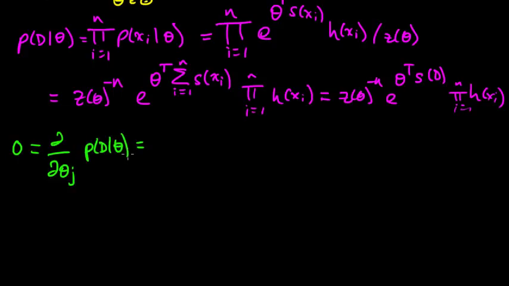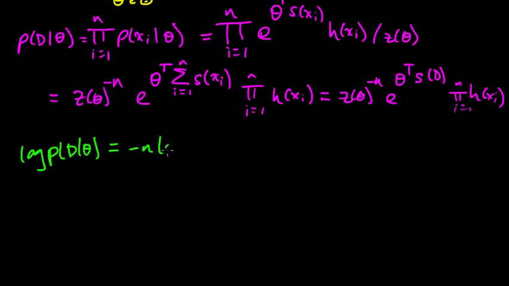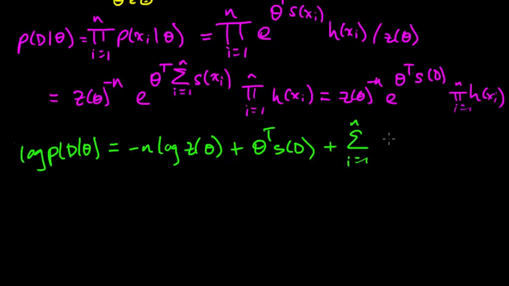Oh, actually, let's take the log first. That'll make life easier. So, let's write what the log is. The log, especially for exponential families, makes your life much easier. So this is minus n log Z of theta plus theta transpose S of D plus the sum over i from 1 to n of log h of x_i.